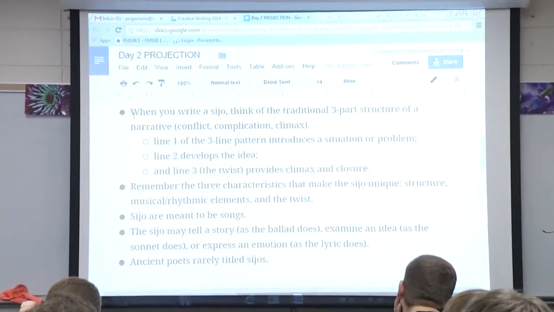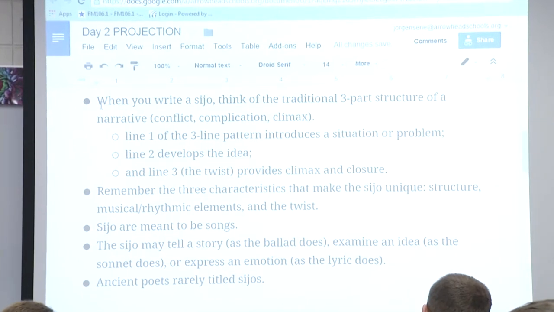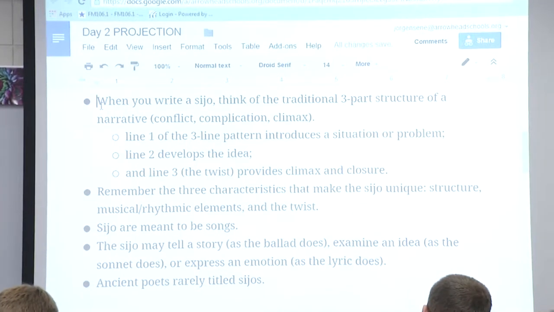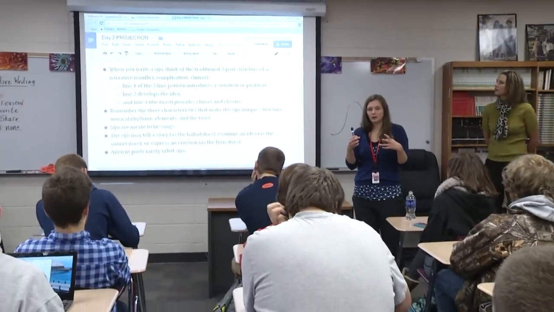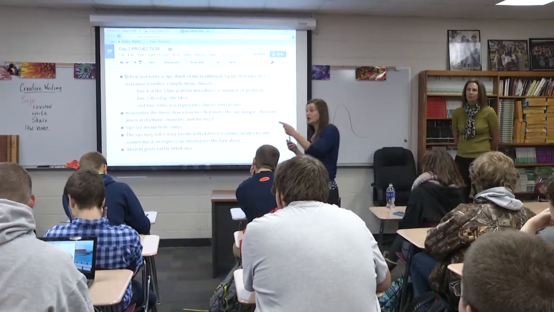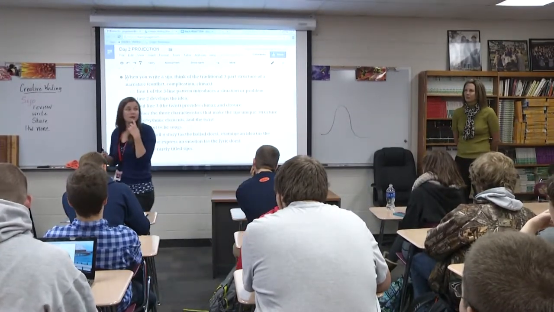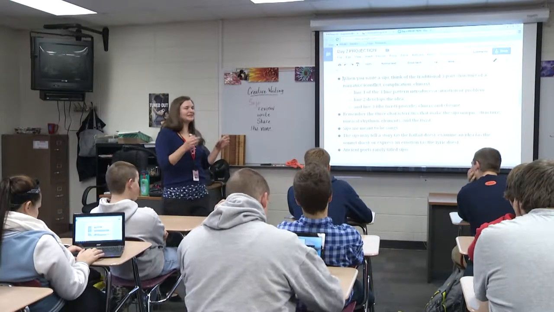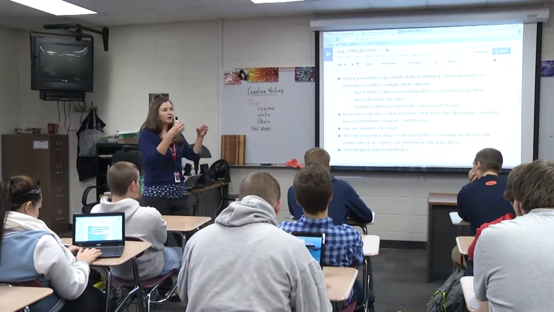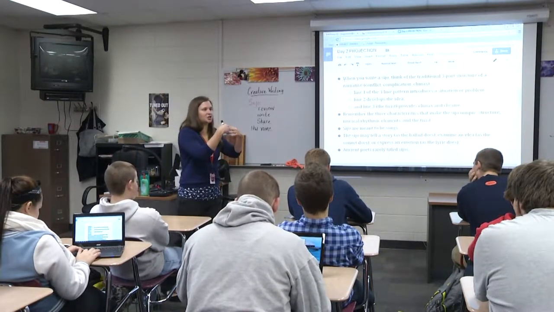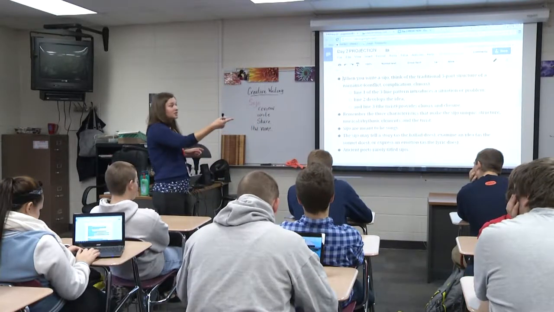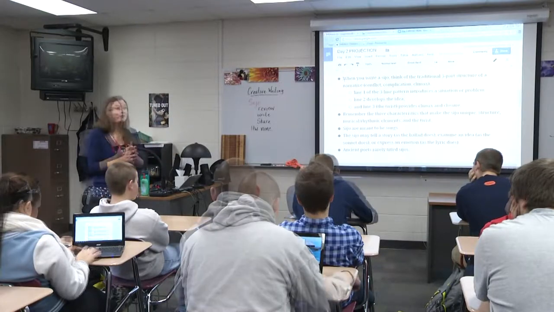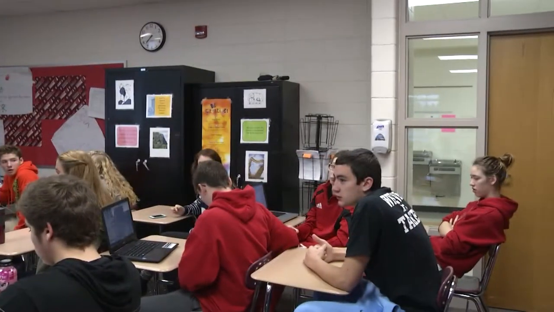Remember the three characteristics that make the Sijo unique: structure, musical or rhythmic element, and the twist. All right, let's talk about that. Musical or rhythmic elements. What are we talking about there? Could be rhyme. What else could it be? Sijos are meant to be songs. How can we make the words inside our Sijo feel like lyrics? Tell a story. Good. Tell a story. What else? Brian. Maybe repeat what you're saying.